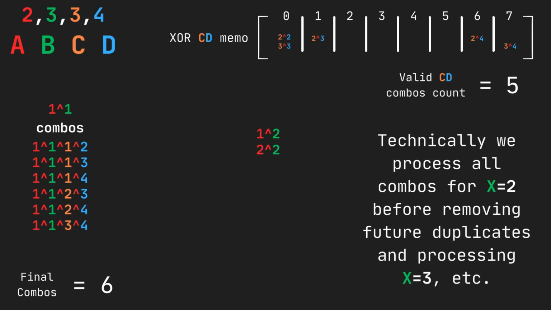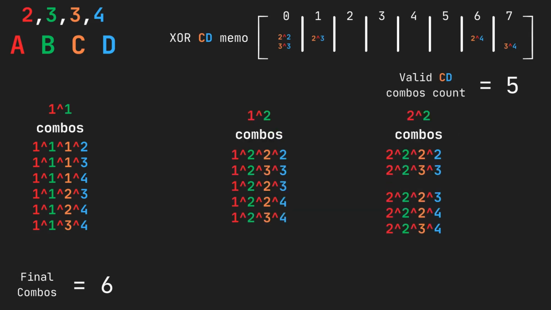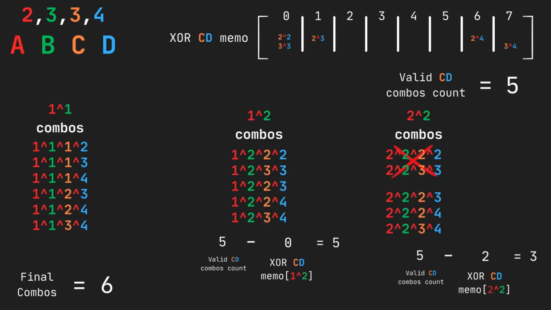And again, we process all the combos where x is 2. Since our A is 2, we have to process 1 and 2 for that. So it's 1 XOR 2 and 2 XOR 2. So let's process those together. For the 1 XOR 2 combo, we have 5 minus 0, so that's 5. And for the 2 XOR 2 combo, that's actually 5 minus 2, so we have 3 for that one.